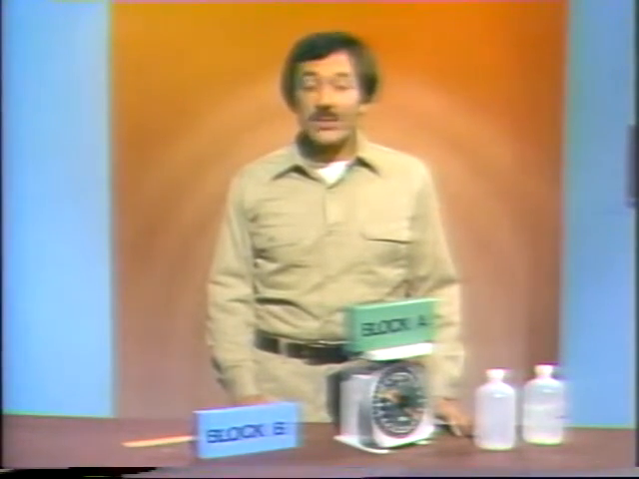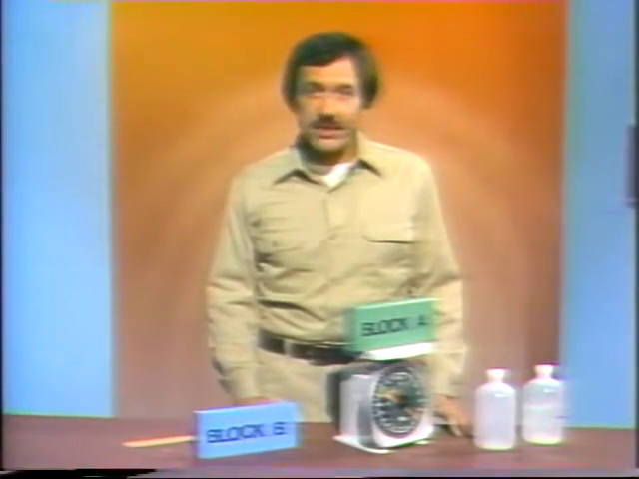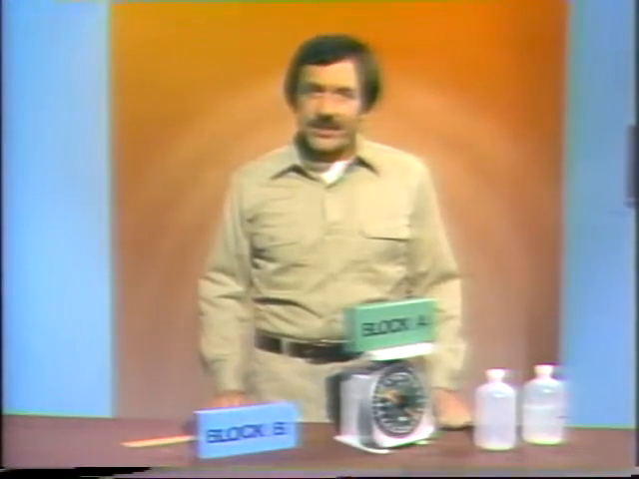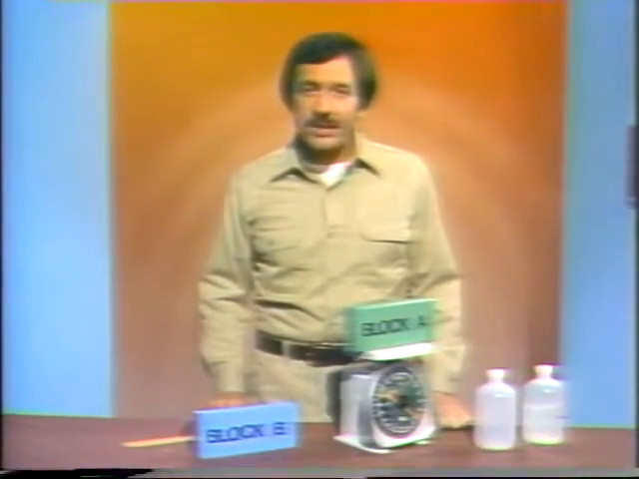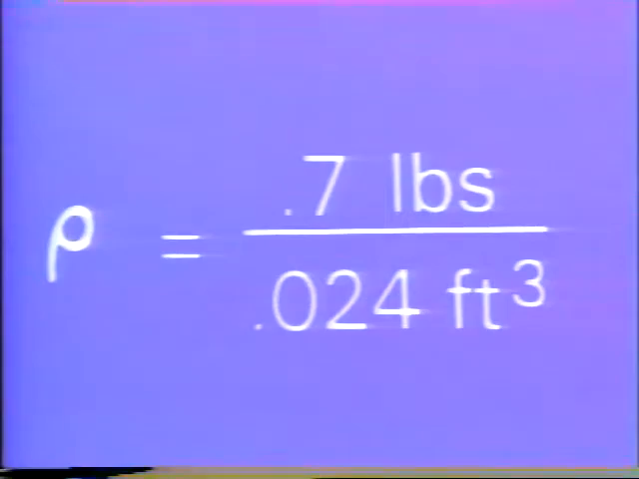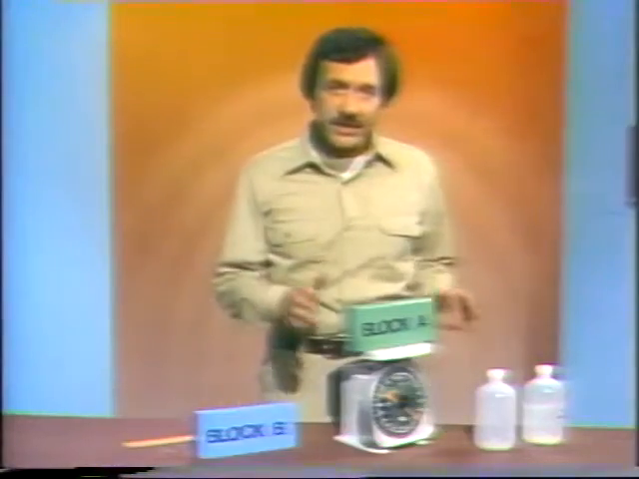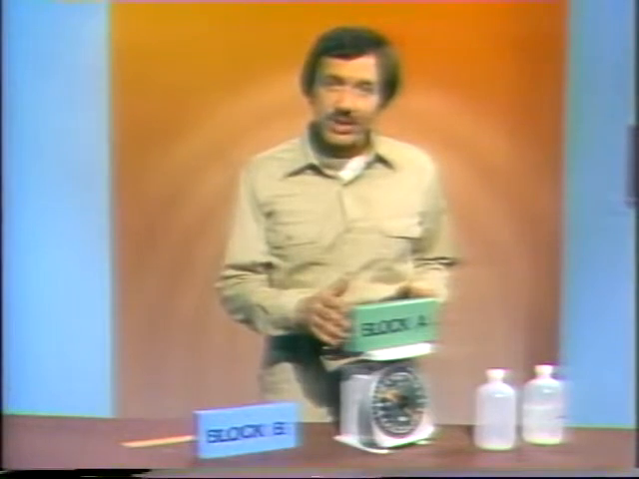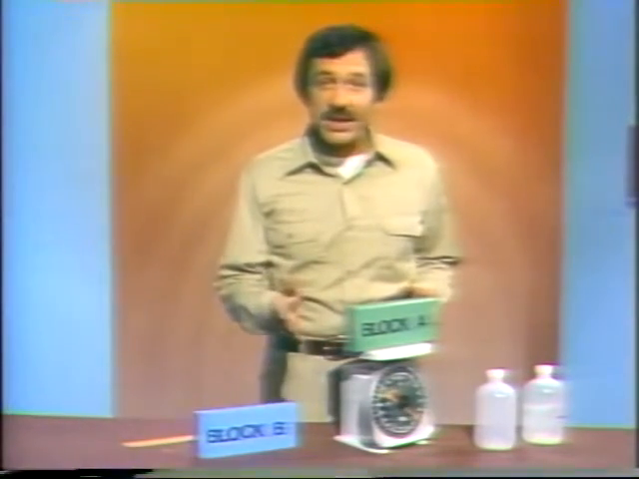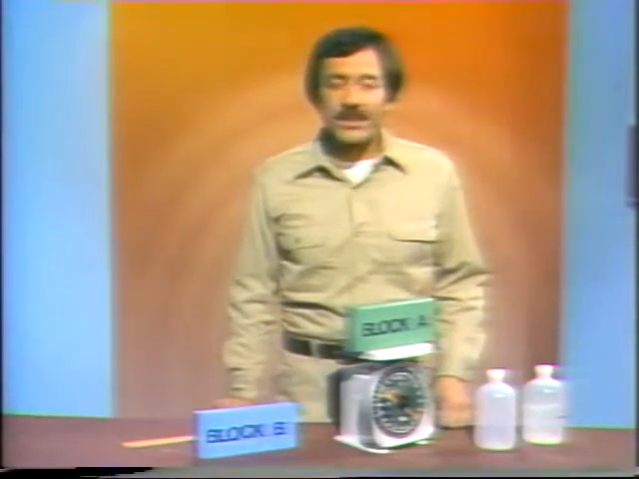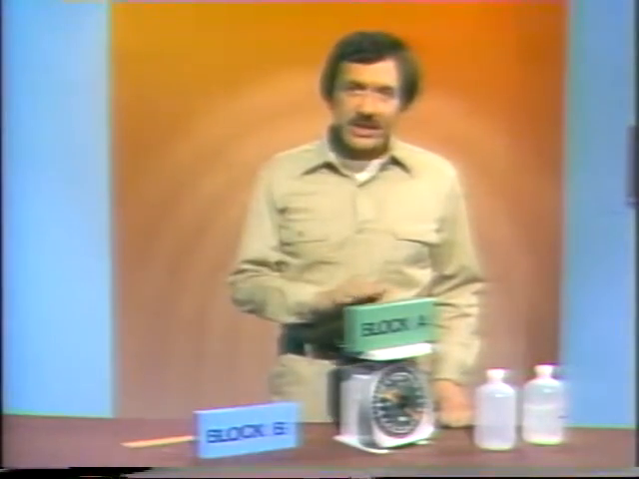We've now determined the weight of the object and its volume. We can put these figures into our equation for density. Remember, we said density is equal to weight per unit volume. 0.7 pounds divided by 0.024 cubic feet equals about 29 pounds per cubic foot. The density of this object is about 29 pounds per cubic foot. And what this means is that if we have 1 cubic foot of this material, it will weigh about 29 pounds.